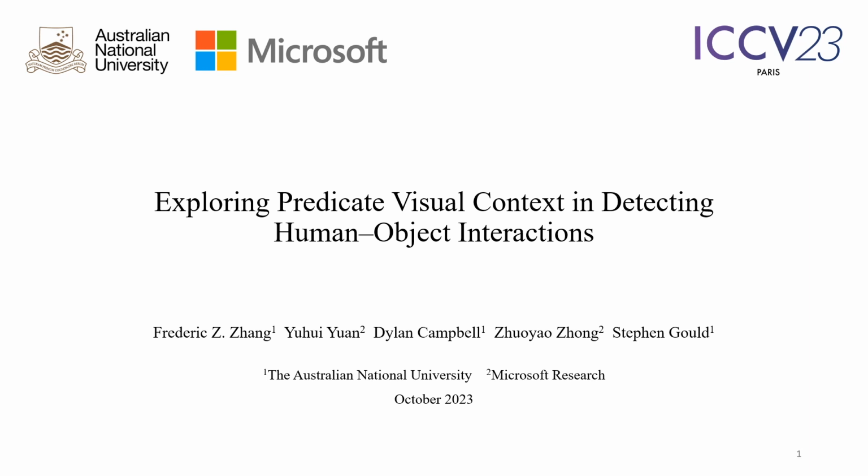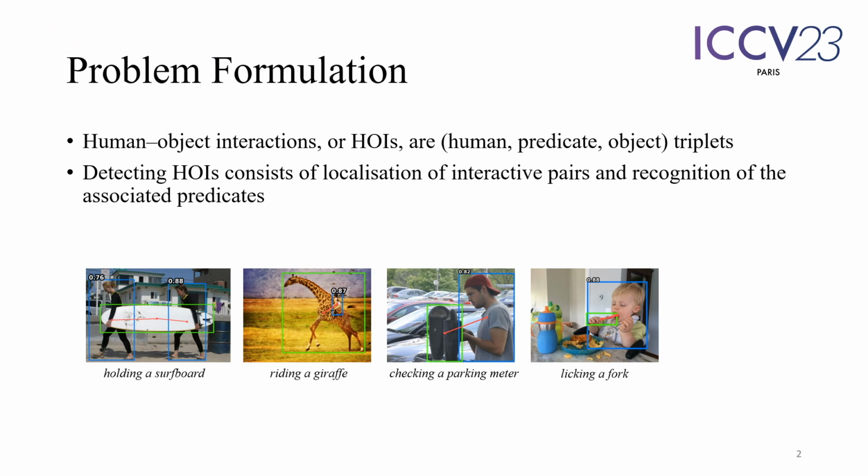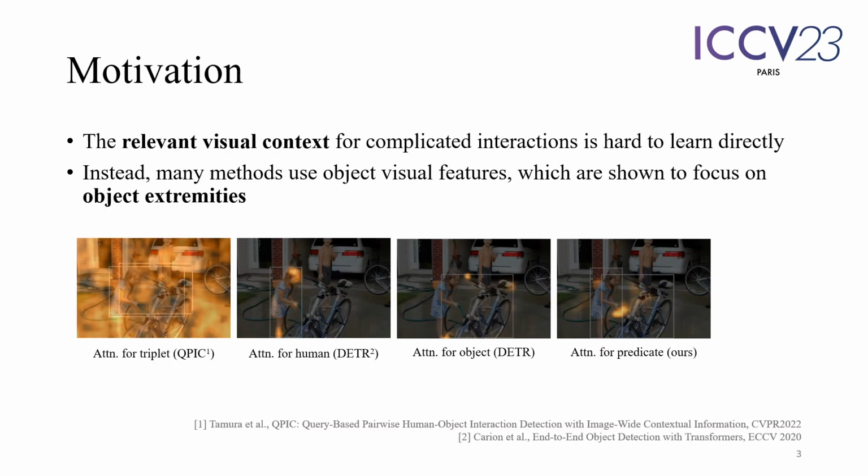Today I'll be talking about our most recent work on exploring the predicate visual context in detecting human-object interactions. I want to first quickly go through the problem definition. So human-object interactions, or HOIs, are defined as human-predicate-object triplets. Naturally, to detect such a triplet requires the localization of interactive human-object pairs and the recognition of the associated predicate. Below are some examples. The localization takes the form of bounding boxes, while the recognition is a multi-label classification problem.